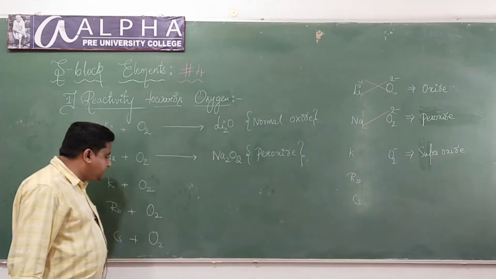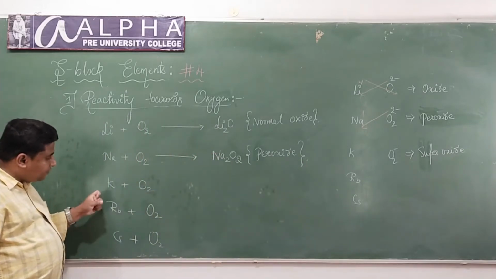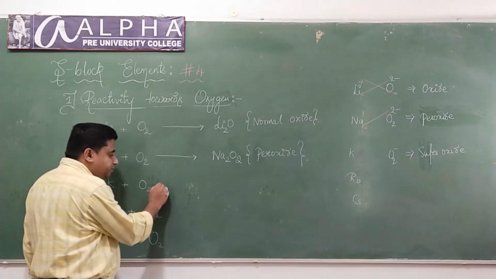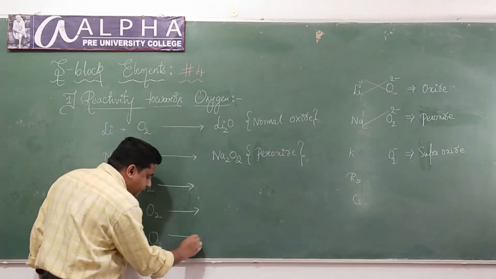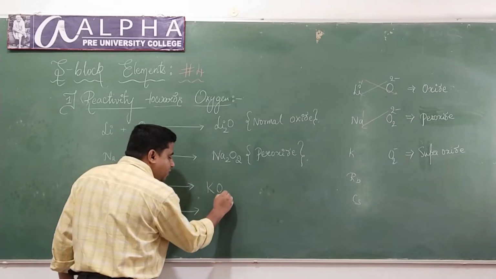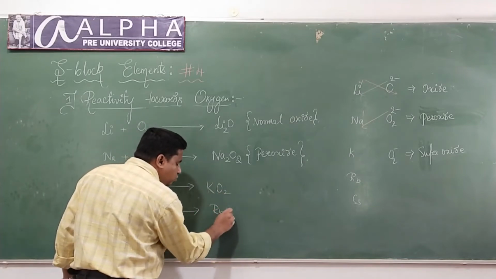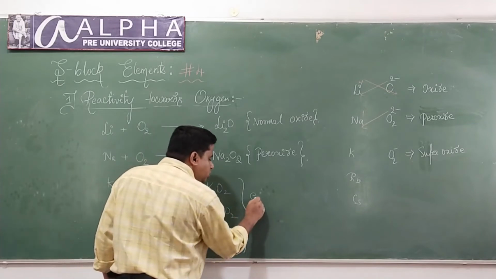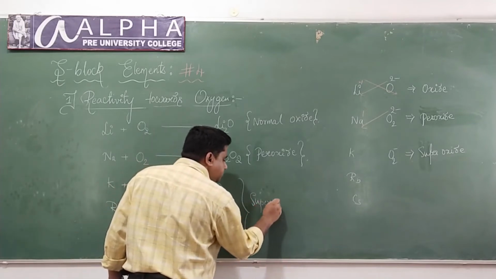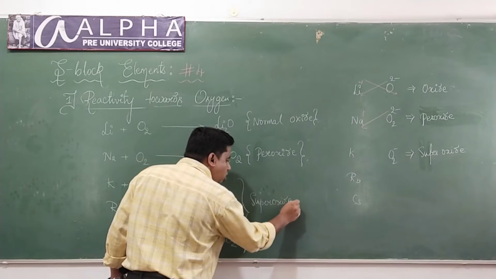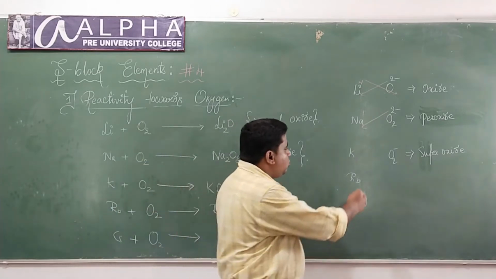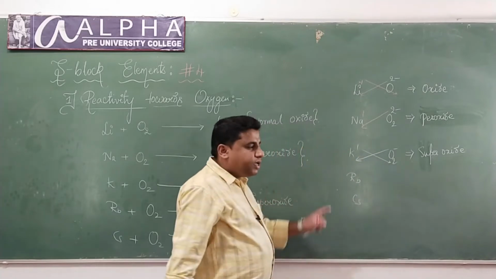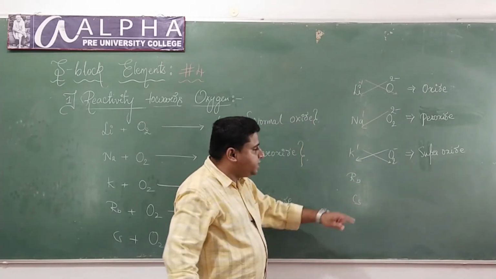Whereas when potassium, rubidium and cesium react with oxygen, they form superoxides. What is the formula? KO2, RbO2, CsO2. These are called superoxides. Understood? Observe the formula: just cross multiply. KO2, RbO2, CsO2.